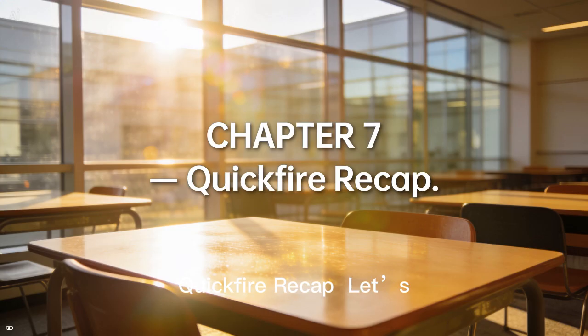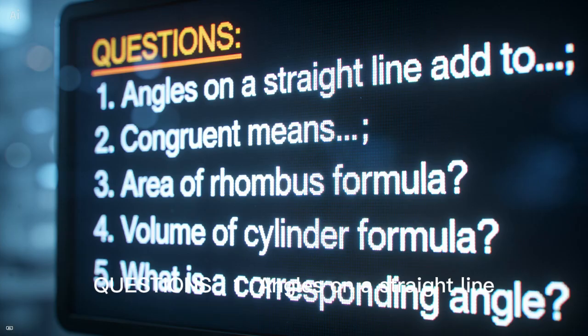Chapter 7, Quickfire Recap. Let's finish with a rapid recap. Pause the video if you want extra time. Questions. 1. Angles on a straight line add to what? 2. Congruent means what? 3. Area of rhombus formula. 4. Volume of cylinder formula. 5. What is a corresponding angle?